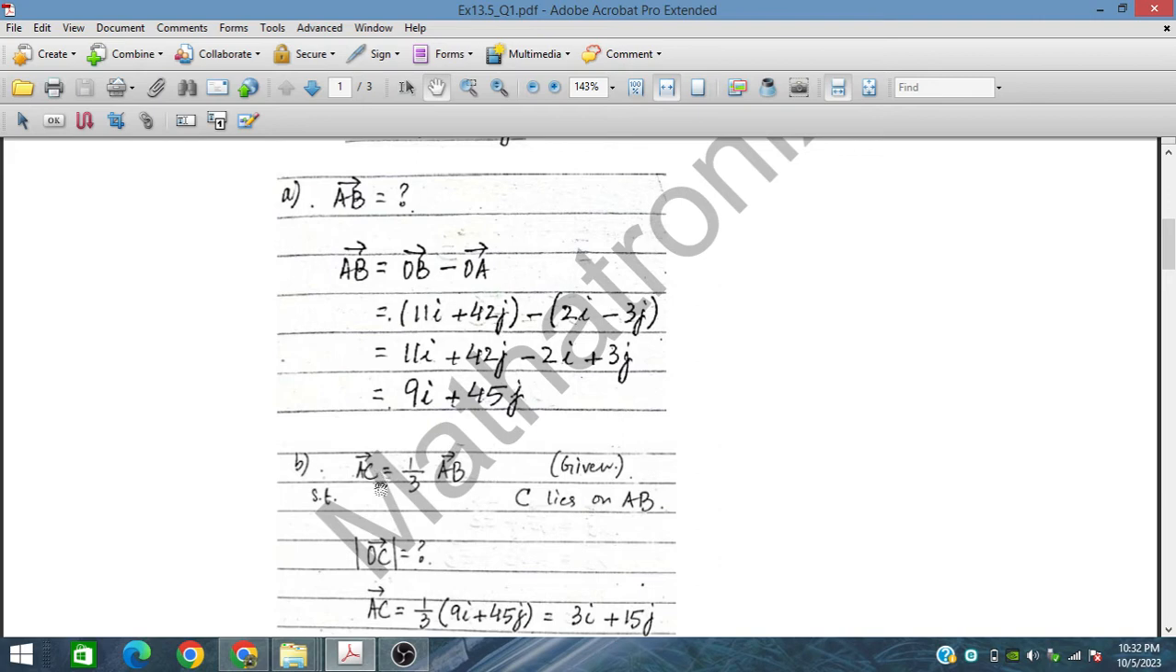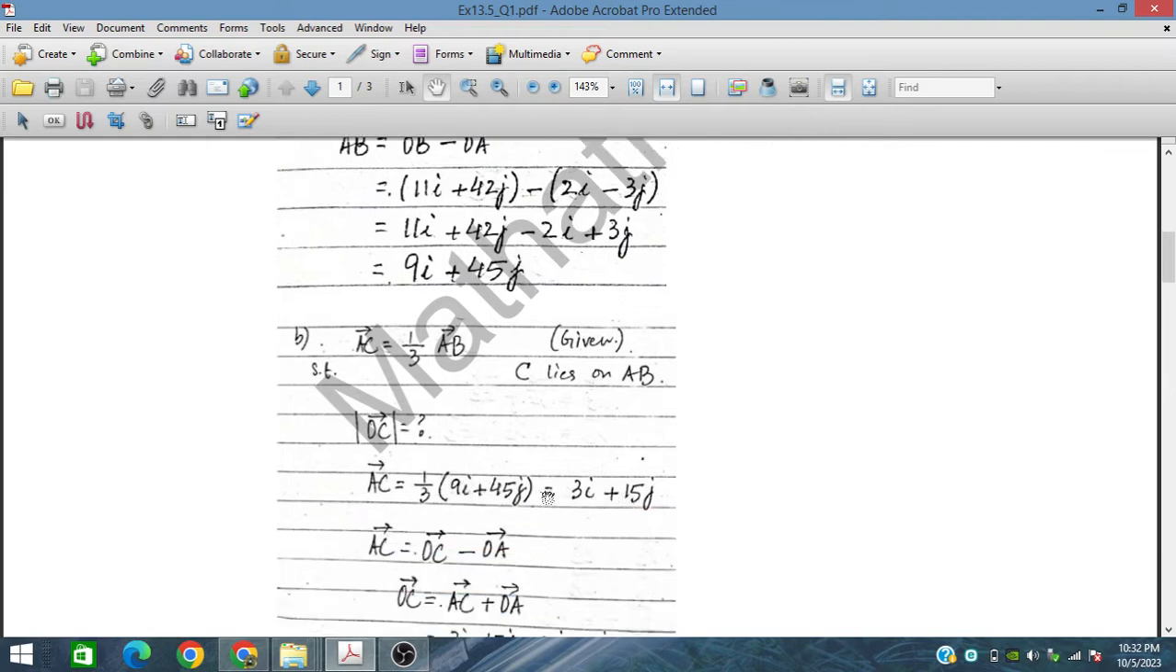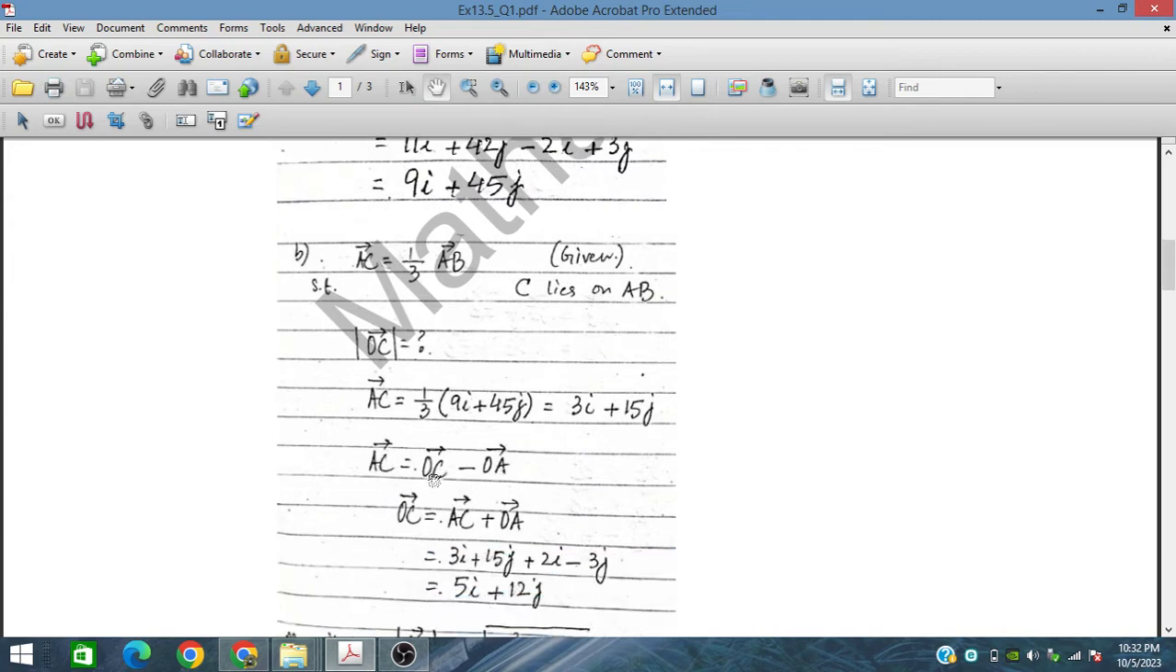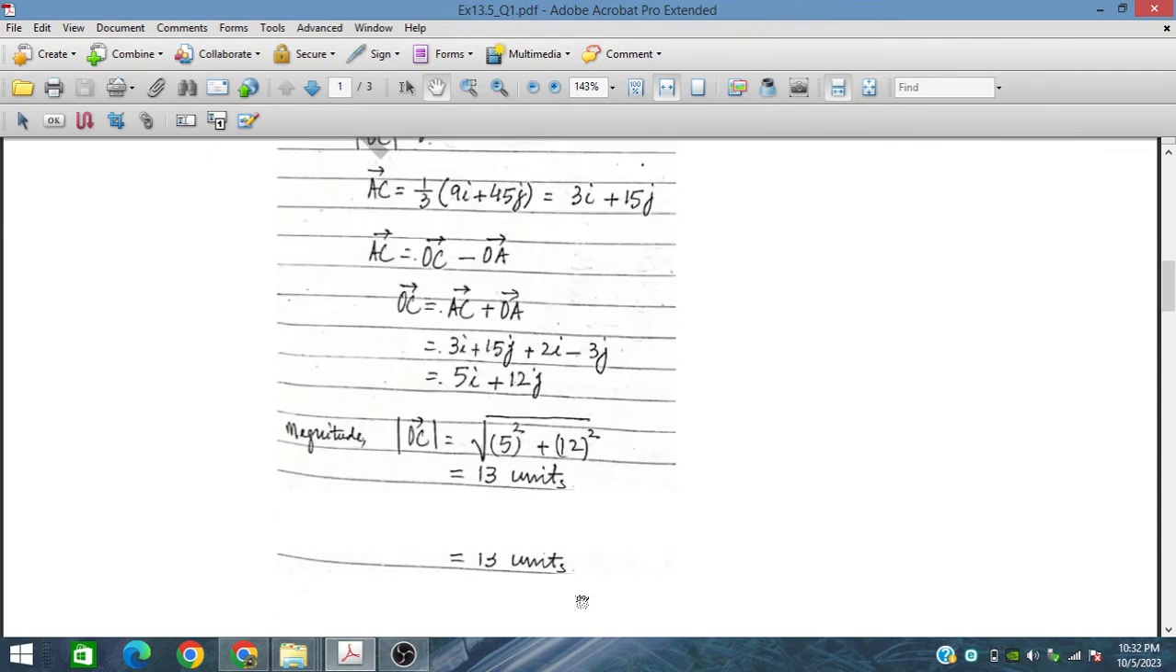In part B, AC is given as 1/3 of AB, and AB has been obtained. So in place of this AB, we can place this value and we have obtained this AC. OA is known, AC is known, so OC can be obtained. OC is obtained as 5i plus 12j, and from this we can obtain the magnitude, because we have to find the length of the position vector OC. So this is 13 units.